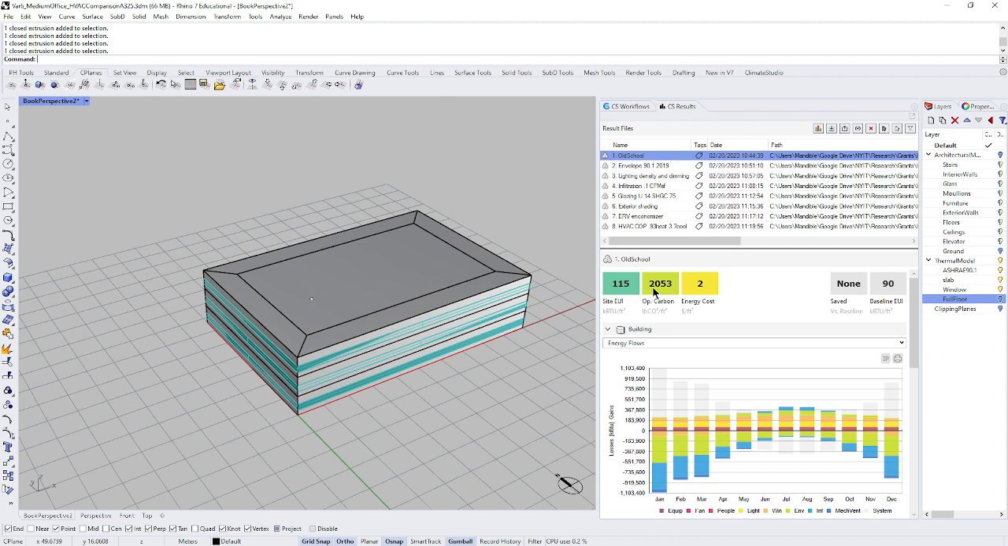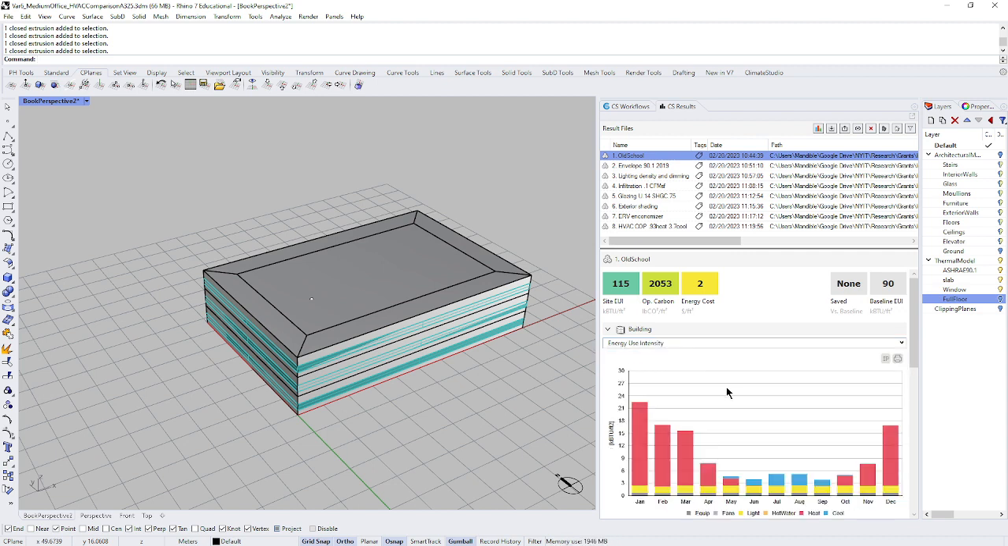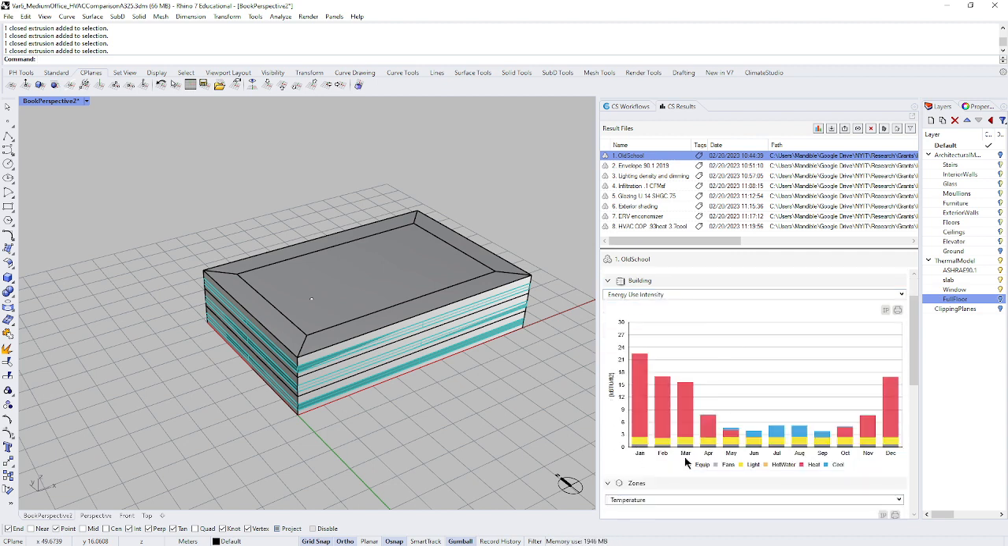And so then there's a carbon calculation here. There's an energy cost. I'm not going to talk about those. Then there's a baseline EUI. So this is basically saying for a typical building, we're not going to even say where that baseline came from. It's just sort of an average building. This would be the EUI, so we're above it right now, and we haven't saved any energy based on the EUI. Then we have these charts down here, energy use intensity, which tells us the heating.